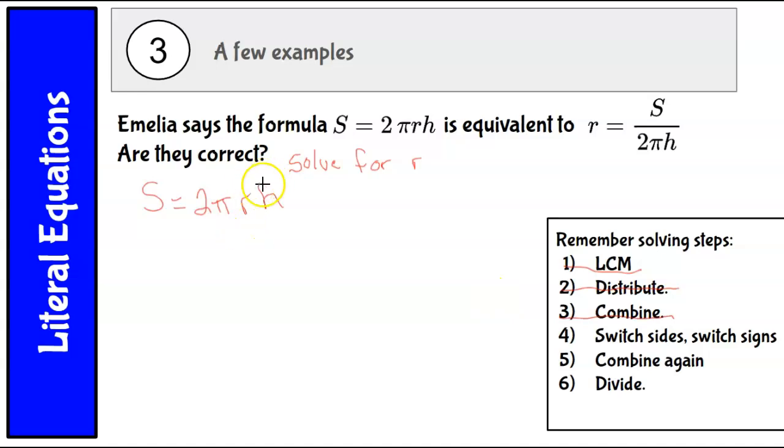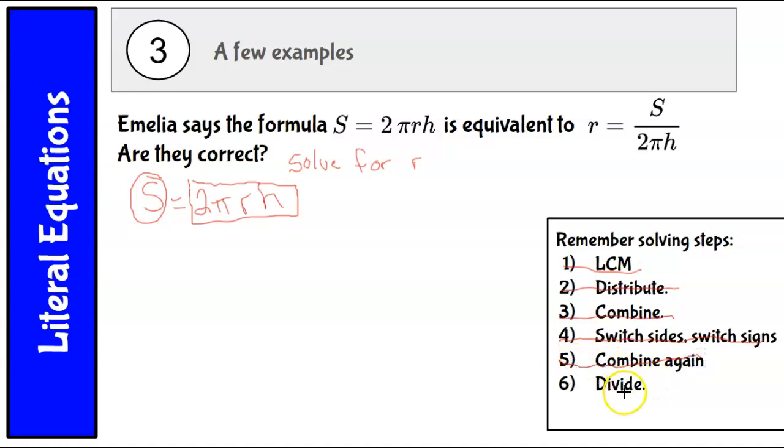Switch sides. Okay, so if we're solving for R, we're going to put a box around the term that has R in it and a circle around everything else. And the reason why I put the box around this whole thing is there's no plus or minus in this, so this whole thing is a term. And they're already separated. The circles are on the left side and the boxes are on the right side. So there's nothing to combine again.